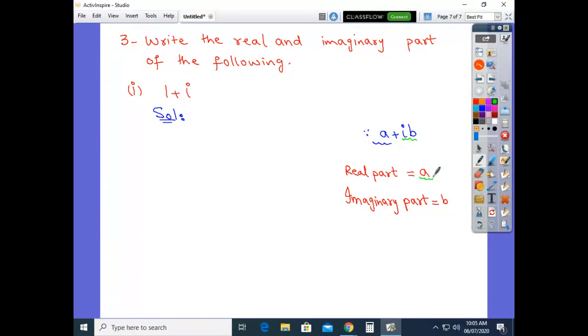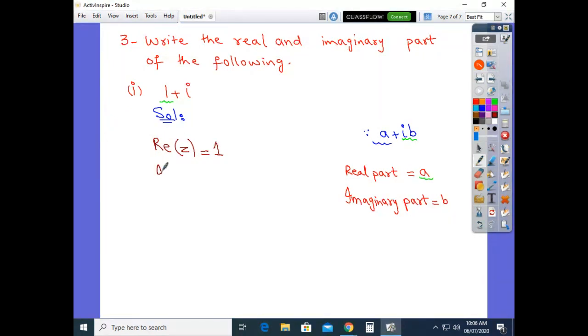Clear? Now in the question here we see that this part doesn't contain iota, therefore we write it as real part of z. Real part of z is equal to 1. Who can tell me about the imaginary part? What is the imaginary part here?